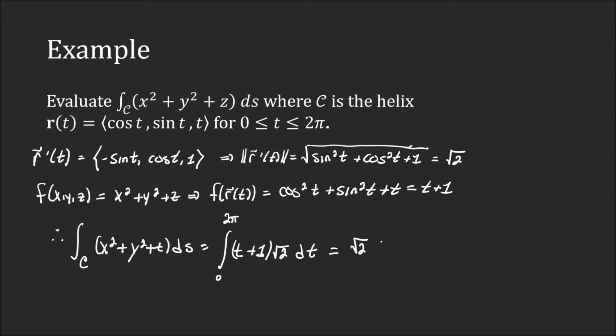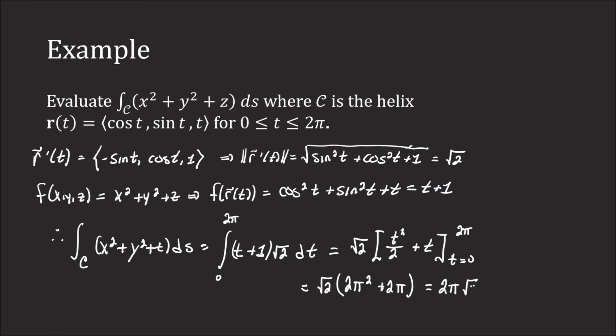So we'll get the square root of 2 times t squared over 2 plus t, evaluated from t equals 0 to 2 pi. This will give us the square root of 2 times 2 pi squared plus 2 pi. Or we can factor out a 2 pi and be left with pi plus 1.